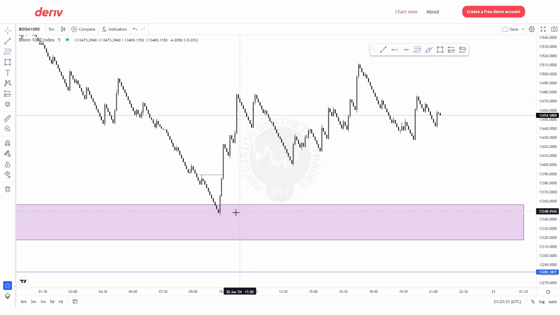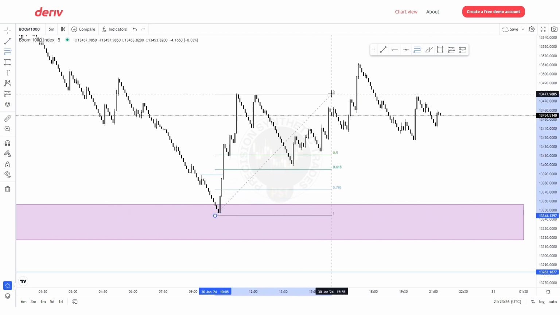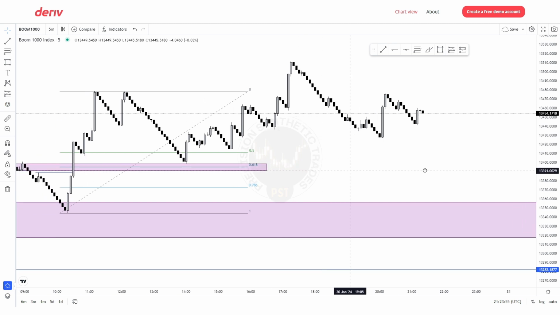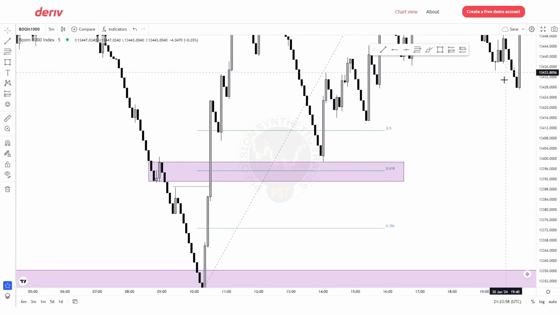Let's draw our fib from the low to the high. We are below our 50%. What is the market leaving us? Small inverted order block, and that's going to be a breaker block on the 61.8. Let's have a look what price did. To the T, the wick of this price action literally touched that breaker block. It's an inverted order block basically that has broken through.